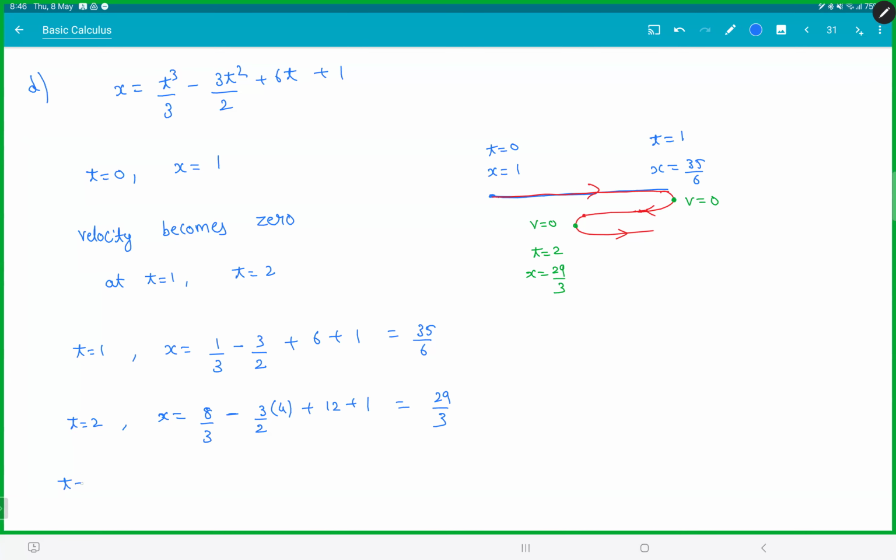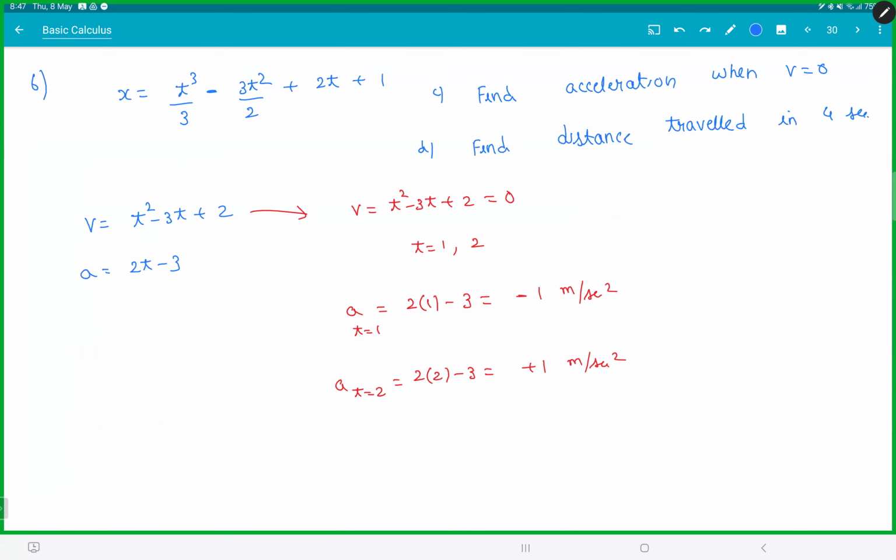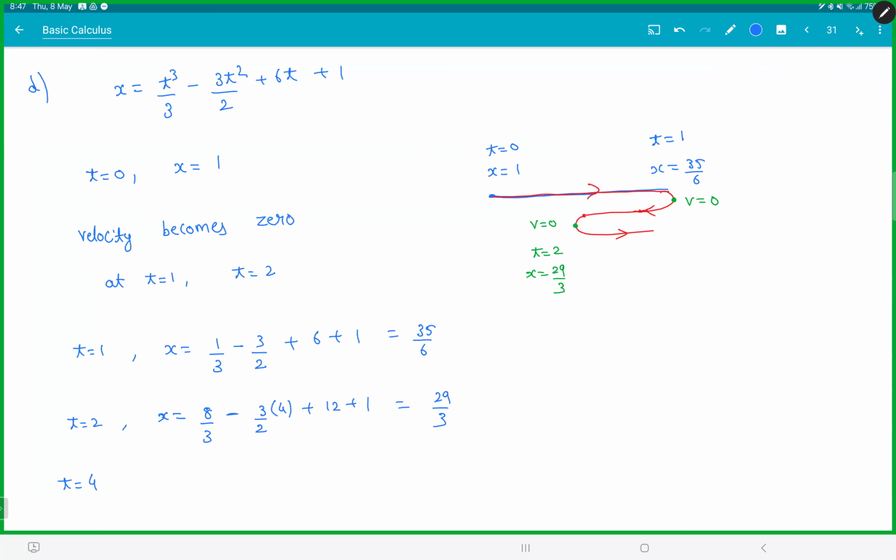At t is equal to 4 seconds. So the question is to find the distance traveled in 4 seconds. What is the x coordinate? 4 cubed by 3, 64 by 3, minus 3 into 16 by 2, plus 24 plus 1. How much is this, everyone? Calculate, fast. I did 2, you guys do 1. So what will be the x coordinate here? 19 by 3. I was expecting a bigger value, right?